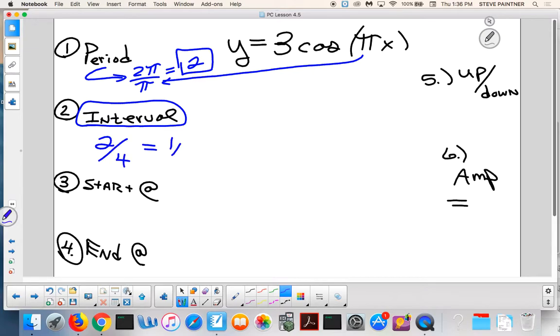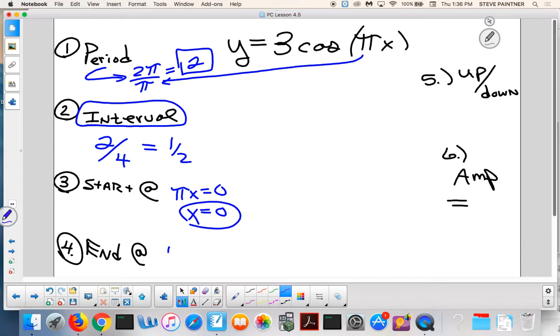You're going to count by what? A half. Well, where are you going to start? Well, you take the inside, it's not just x, it's pi x, and you set it equal to 0, you divide by pi, what do you get? 0, you start at 0 radians. You start at 0, you get going. Okay, where do you end at?